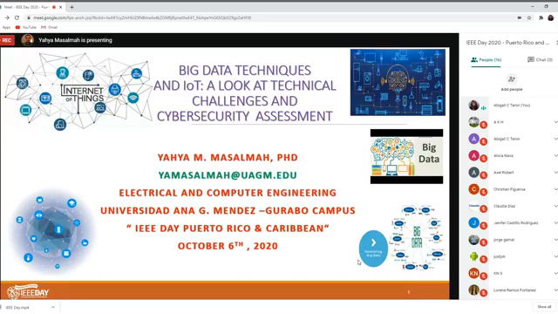Dr. Yahya Masalmah is a full professor in the Computer and Electrical Engineering program in the Department of Engineering at the University of Ana Jiménez, Recinto Gurabo, in Puerto Rico. Dr. Masalmah's area of expertise includes image processing, remote sensing, machine learning, high-performance computing, software engineering, cybersecurity, and big data. Ranging from theory to design to implementation, he has served as a co-pilot of the Department of Energy funded program for 5 years. So thank you for joining us in this presentation. I'll leave you with them.